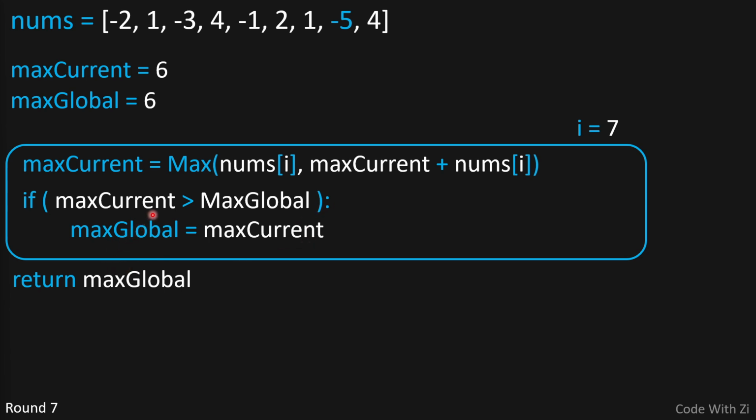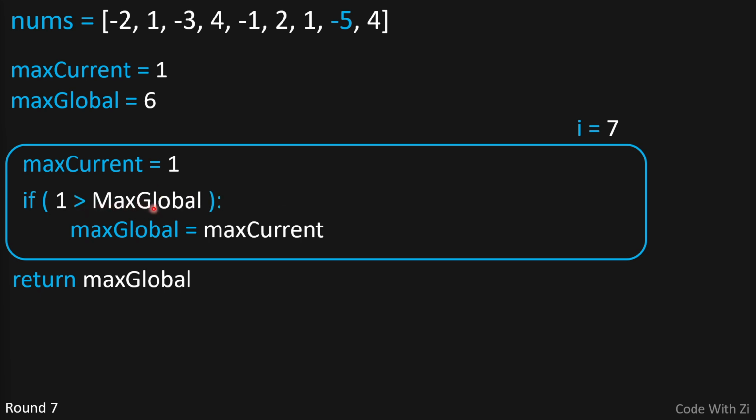We're going to check our max current again. We're going to say max current should be equal to maximum number between -5, as you can see, because that's what nums of I is equal to, or max current, which is 6, plus -5, and that's going to give us 1. Between -5 and 1, 1 is greater, so max current is going to be equal to 1. And we're going to say if max current, which is 1, is greater than max global, which is 6, update this, but this is not going to be a true statement, so we're going to ignore it, and we're going to enter the last round.